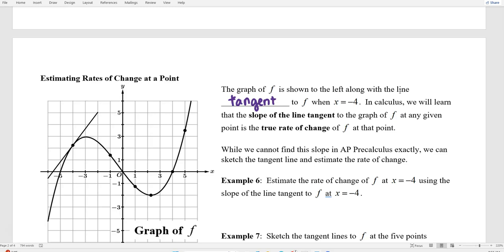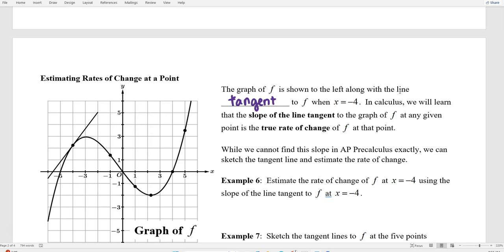So in calculus, we will learn that the slope of the line tangent to the graph of f at any given point is the true rate of change. It's called the derivative, is what we look at here, but we're not in calculus yet. We're all going to take it next year because it's the most fun class, but we're not there yet. So right now we're just estimating, right?